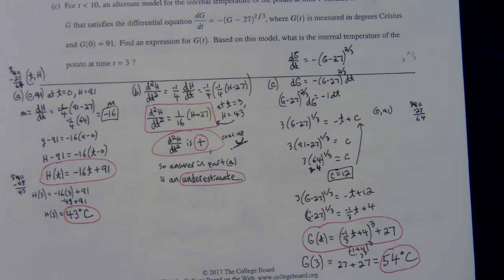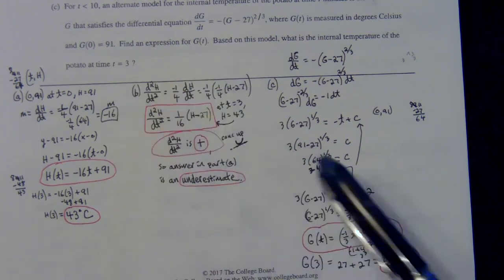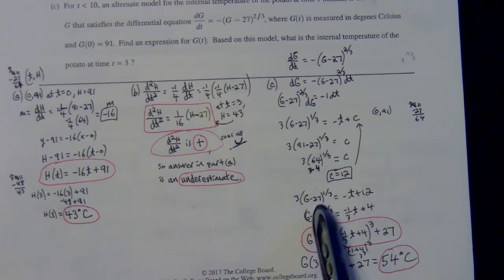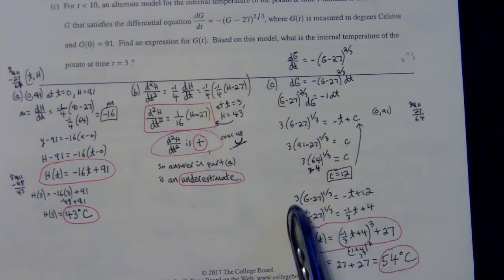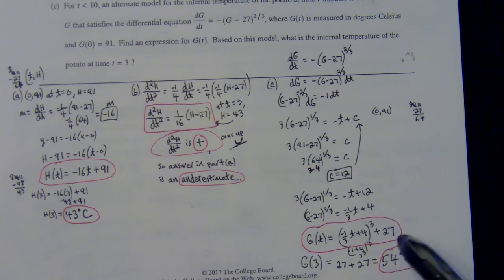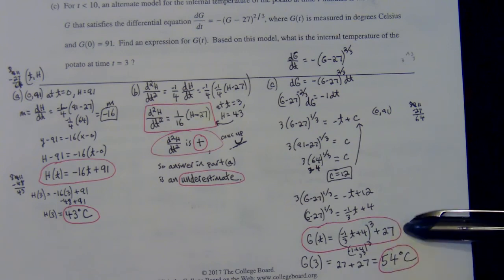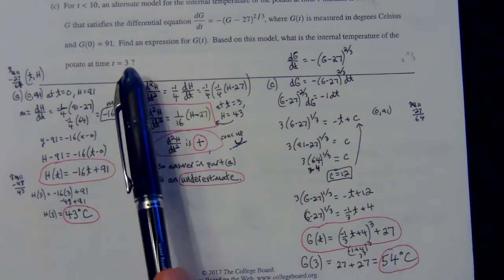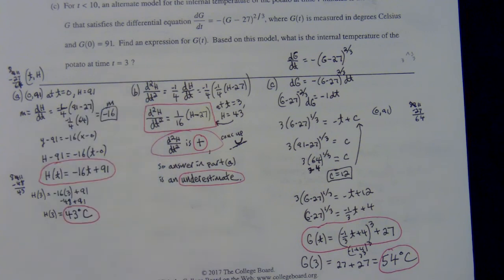It does say find an expression for g of t, so you need to solve this for the g of t. Plug that back in right there, divide everything by 3, cube both sides, move the 27 over, and then that's your expression for g of t. And then it says to use it to find the temperature of that potato at t equals 3. So plug in 3 right there. 3 minus 3 is 0, negative carries down, -1 plus 4 is 3, 3 cubed is 27, 27 plus 27 is 54 degrees Celsius right there.